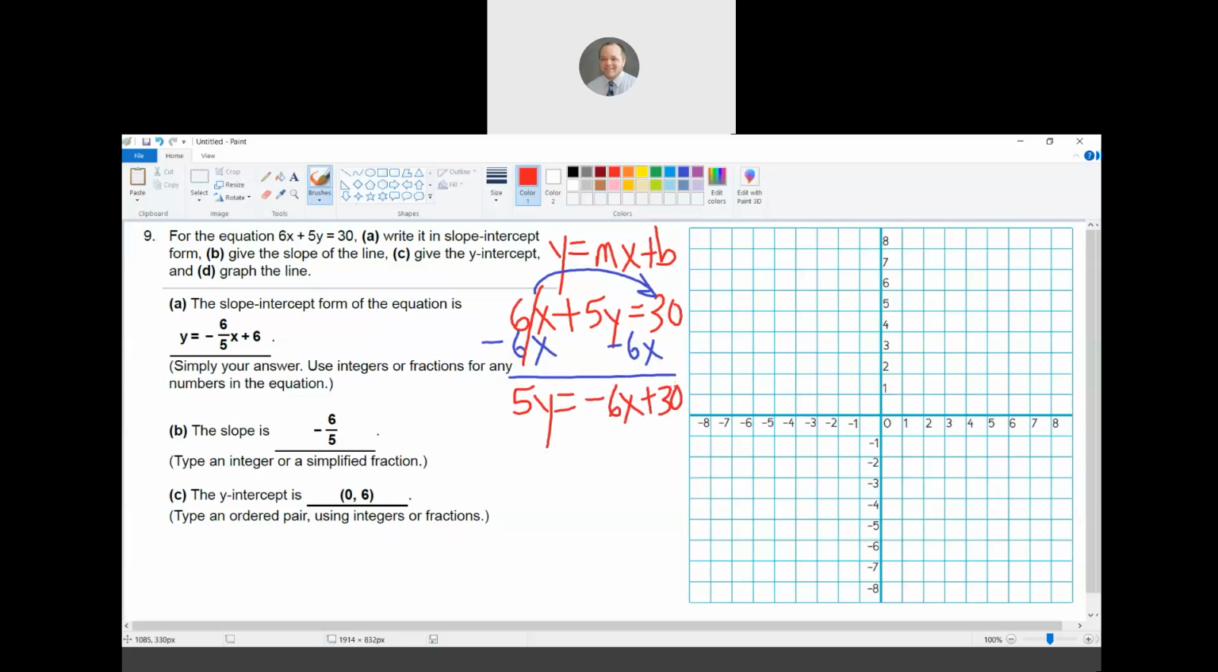Now we almost have our equation in slope-intercept form. One more step to get y by itself. Divide each part of your equation by 5. The 5's cancel, leaving us with y by itself, equal to negative 6 over 5x plus 6.